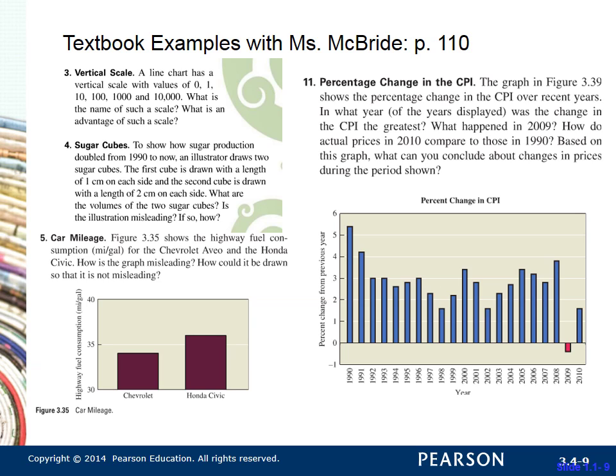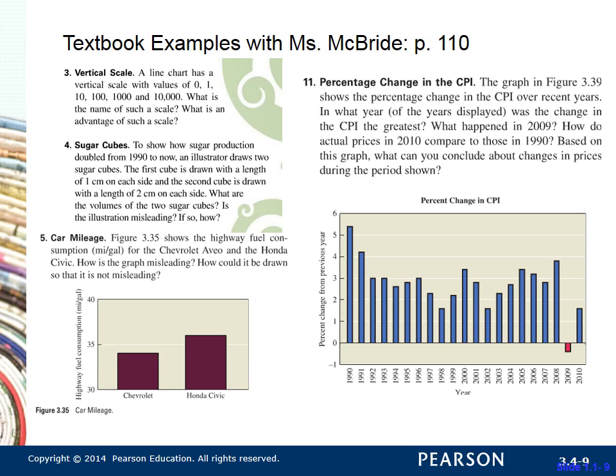Number 5, let's talk about car mileage. This one shows the highway fuel consumption in miles per gallon for the Chevrolet Aveo and the Honda Civic. So how is that graph misleading? How could it be drawn so that it's not misleading? All right, so whenever I see a graph like this, I automatically go look at what things are being measured. So we can tell from the bottom it's car mileage, and those are the two cars. But what's on the vertical is highway fuel consumption. And then I look at the scales. Well, there's no scales across the horizontal, but up the vertical, darn, we're starting at 30.